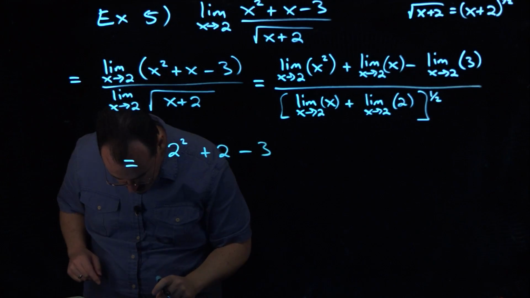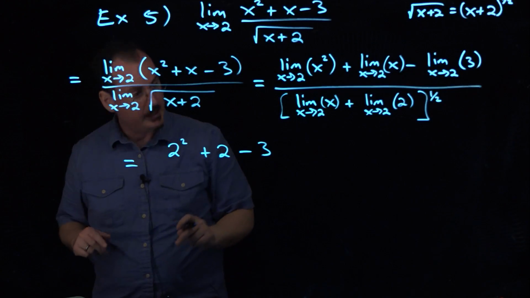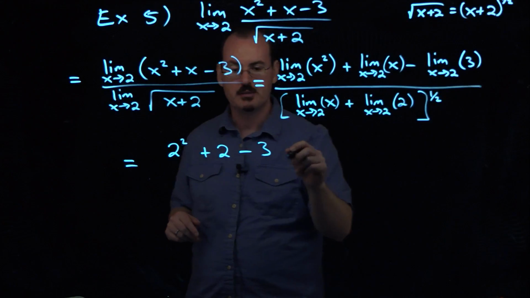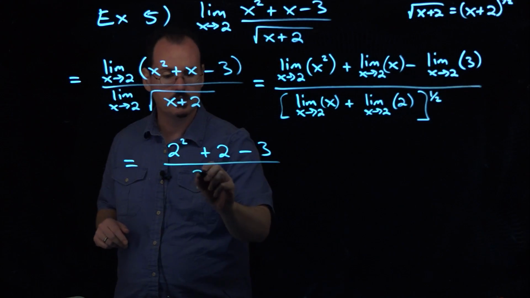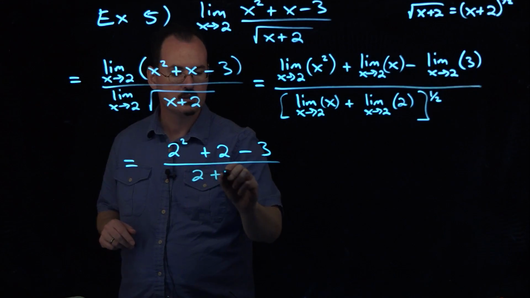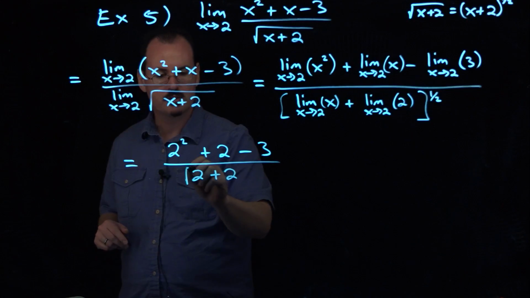In fact, I believe that's one of the rules on here as well. Let's see if we've got that one on. Limit of a constant. Nope, that's not on there. But anyway, if you've got a constant, its limit is simply itself. This one, 2 plus 2. And again, remember that this was 1/2 power, but that's the same as the square root.